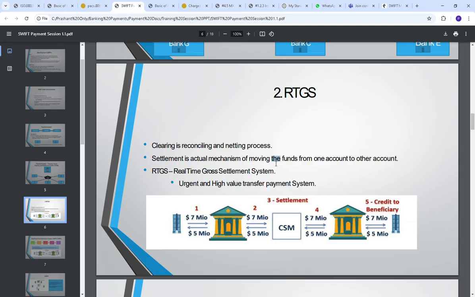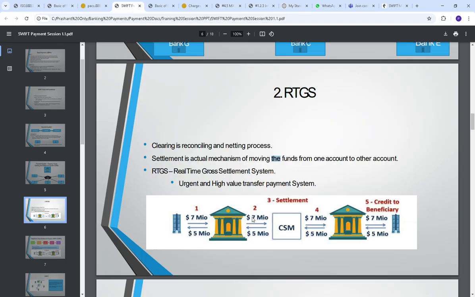Now the next word is RTGS, real time gross settlement system. This is used for urgent payments and as a high value payment system. It works in a local currency only, GBP to GBP, INR to INR. If you want to send a payment and Shruti wants to send a payment at the same time, sending to each other, we are not doing netting.